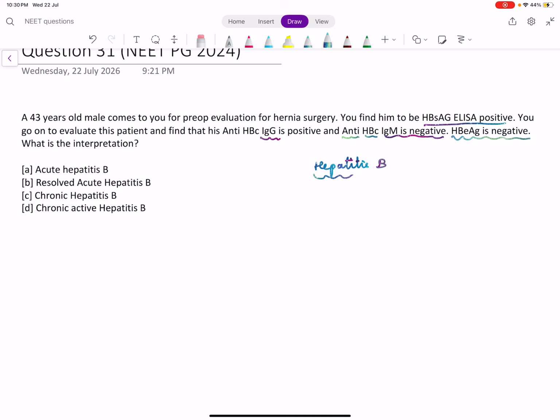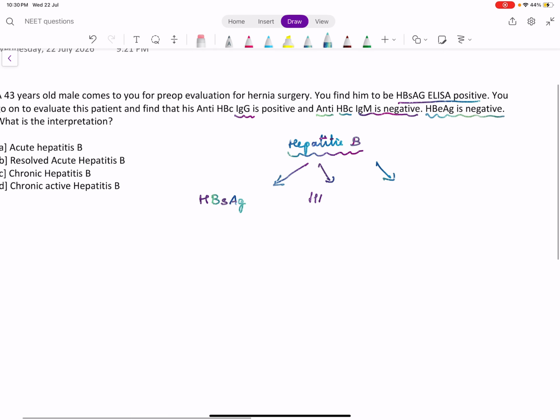Whenever a question on hepatitis B comes, always remember 3 antigens. See the caps and small letters also. HBsAg, HBcAg, HBeAg. Capital H, capital B is hepatitis B. The small s is surface, Ag is antigen. Hepatitis B surface antigen, also called Australian antigen.